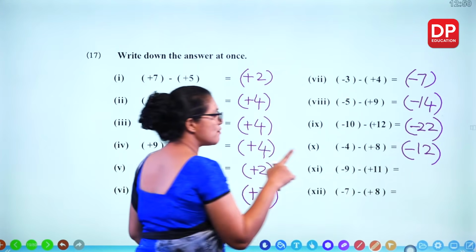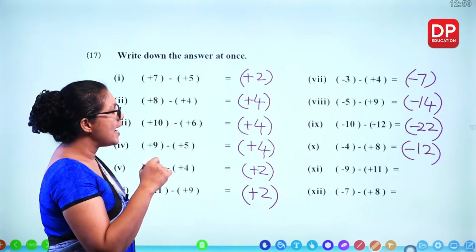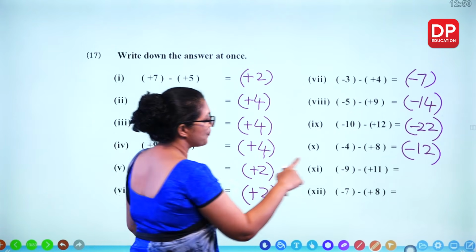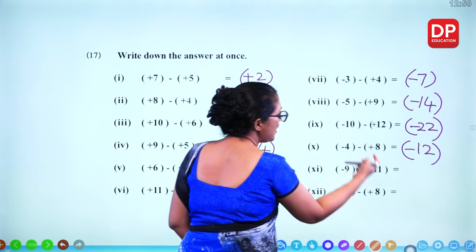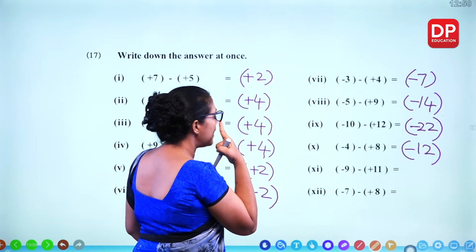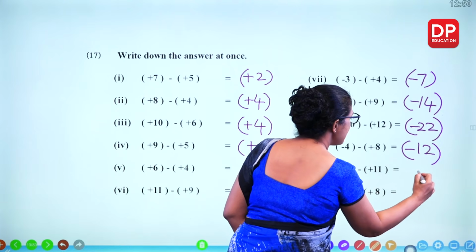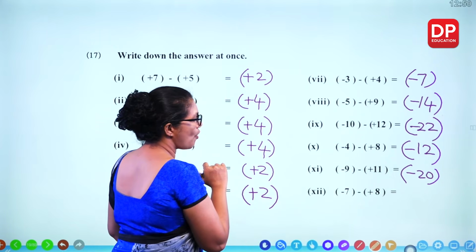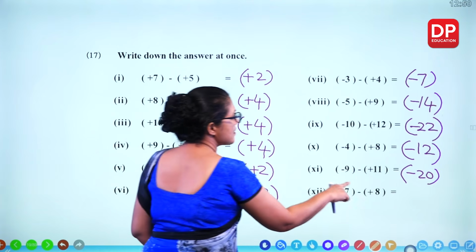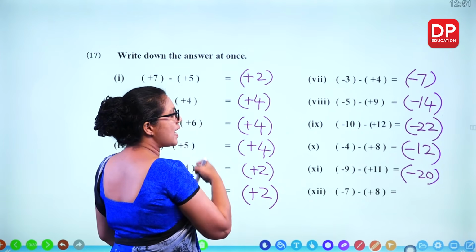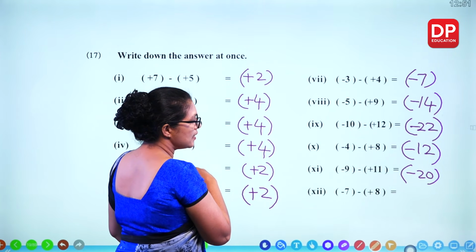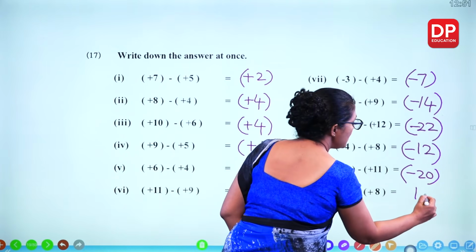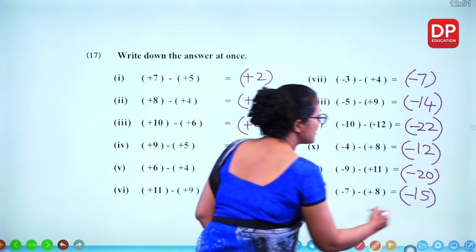Because starting value is minus 4, you move 8 places to the left. Starting point is minus 9, move 11 places to the left. That means just add these two numbers. Starting from minus 7, subtract plus 8 means moves 8 places to the left. 8 plus 7, 15. That's minus.